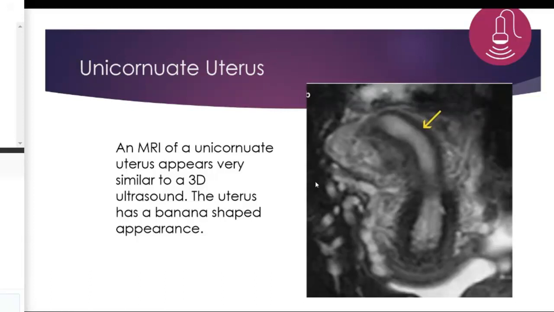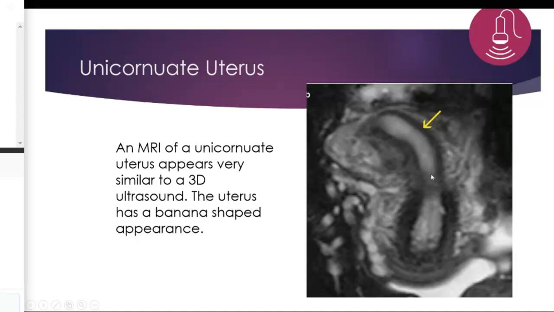And this is an MRI image. So this is very similar to the 3D ultrasound image. So this is a coronal view. So we have this darker area on the outside. That is the myometrium, so the muscle of the uterus. And then again, this bright area in the middle, that is the endometrium. So we see it going off to one side here, and then the other side is missing. So this is just one horn to the uterus.